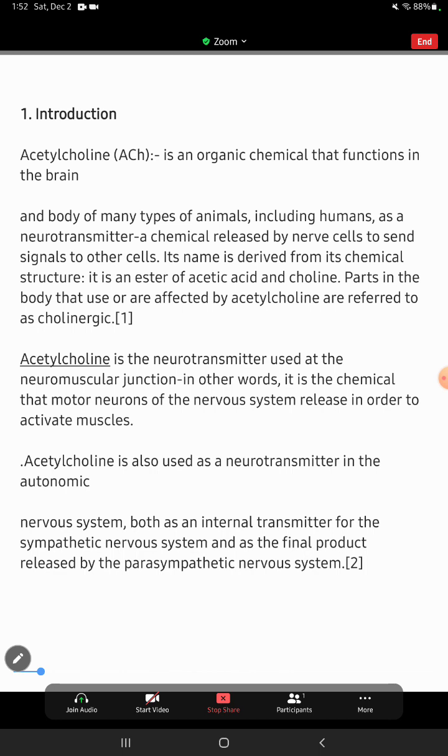So acetylcholine is also used as a neurotransmitter in both the ANS and CNS, both as an internal transmitter for the sympathetic nervous system and as a final product released by the parasympathetic nervous system.